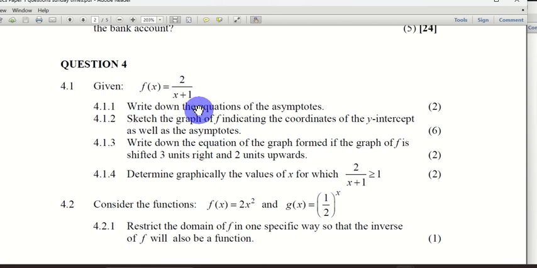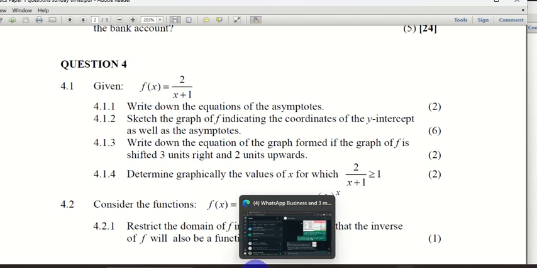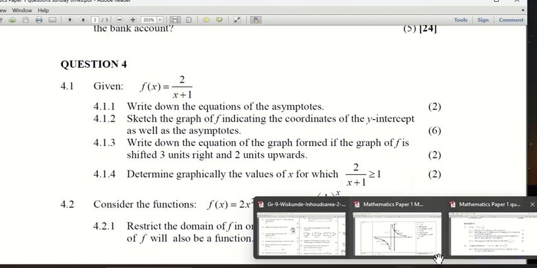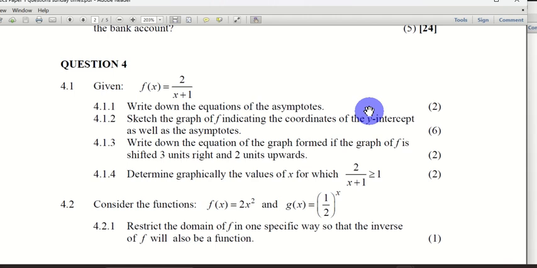Yes, okay. So here underneath, I want you to add there 4.1.3, guys. Write this down quickly, nice and big, so you have space to add there. f(x) is equal to 2 over x plus 1.